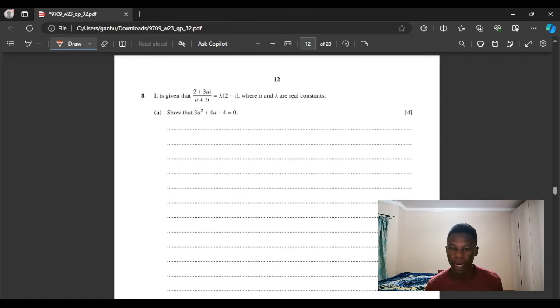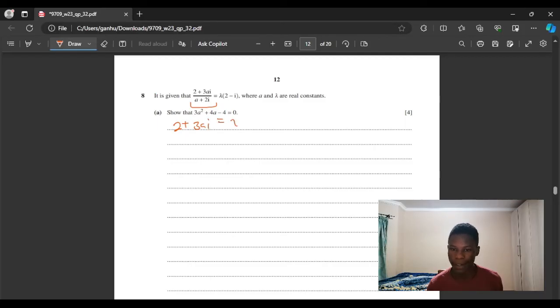Number 8, it is given that (2 plus 3ai) over (a plus 2i) is equal to lambda times (2 minus i), where a and lambda are real constants. Show that 3a squared plus 4a minus 4 is equal to 0. Okay, so let's start by multiplying both sides by the denominator to get rid of the denominator.